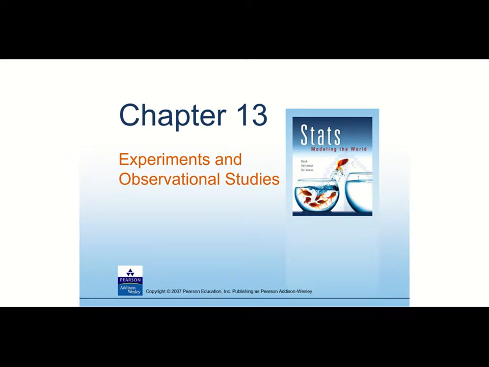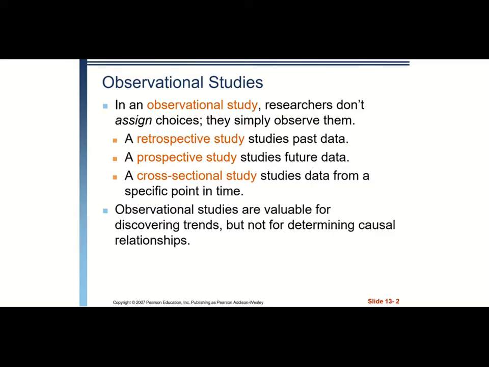In Chapter 13, we'll be learning about types of studies, in particular experiments versus observational studies. To start, an observational study is exactly what it sounds like. Researchers are simply observing the patients, and they're not attempting to affect them in any way. There's three main types of observational studies.